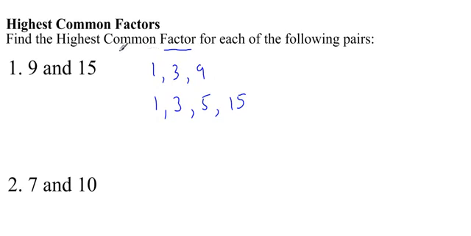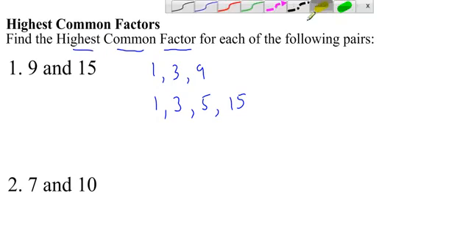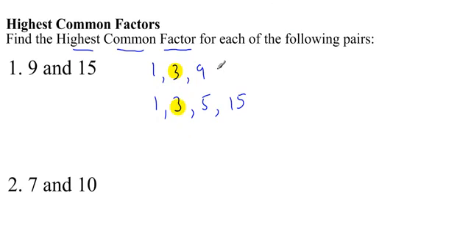Now that middle word there, common, basically refers to numbers that are in both lists. So numbers which are common to both lists. And you can see straight away that 1 is in both lists. It's common to both the factors of 9 and 15. 3 is also common to that list and common to that list. Now the first word there is highest. So the highest common factor, and you've probably already guessed it, is 3, because it's the highest number that's in both the lists of factors of 9 and 15.